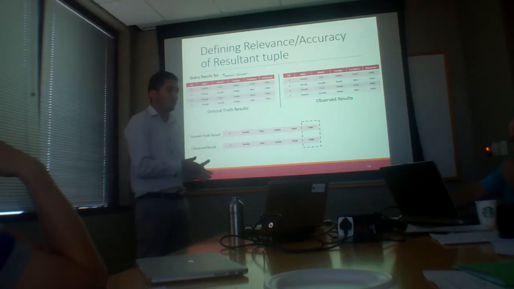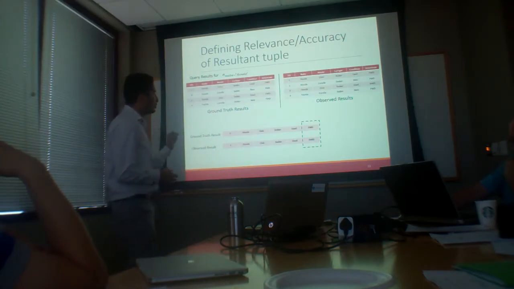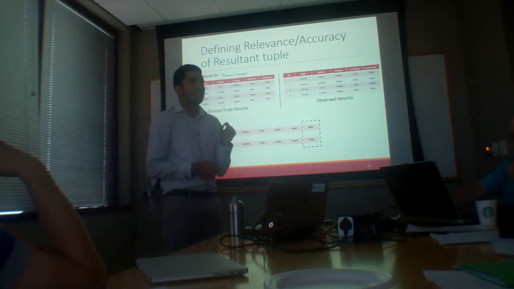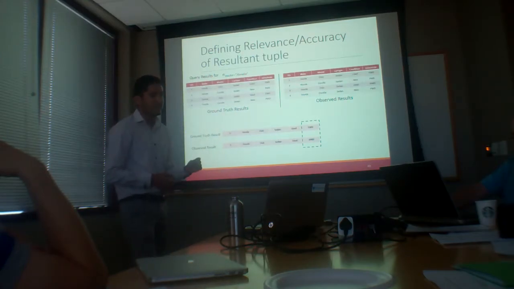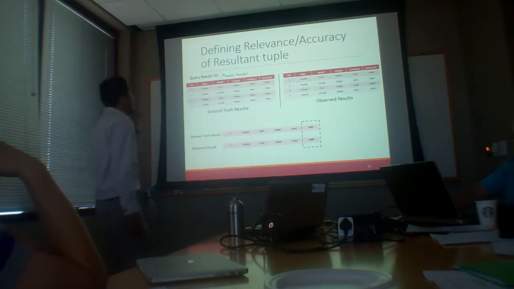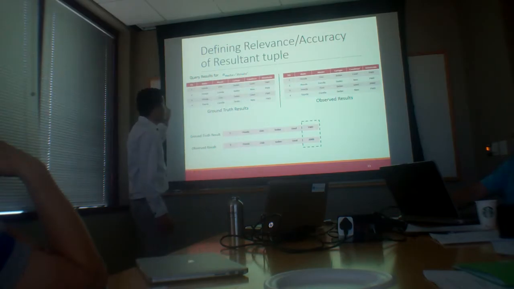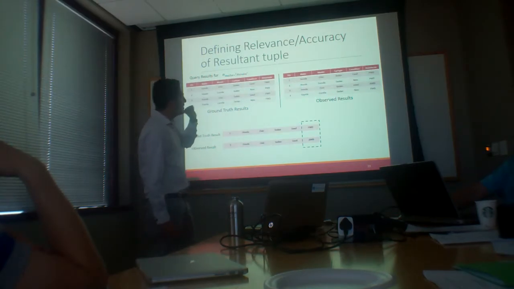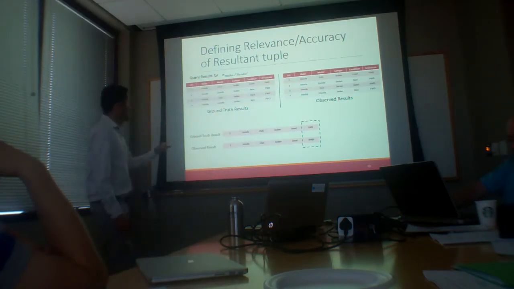In this case, we consider this tuple a true positive if it gives us the same value for the query condition attributes. For example, here the query condition was make is equal to Honda, and I know that tuple 3 has make equal to Honda, and tuple 3 in the observed result also has make equal to Honda. I will consider this tuple a true positive result.